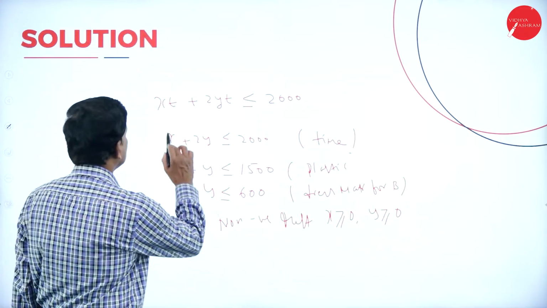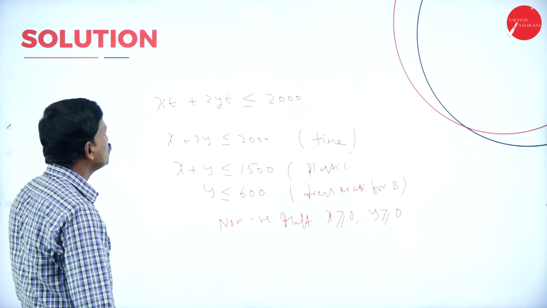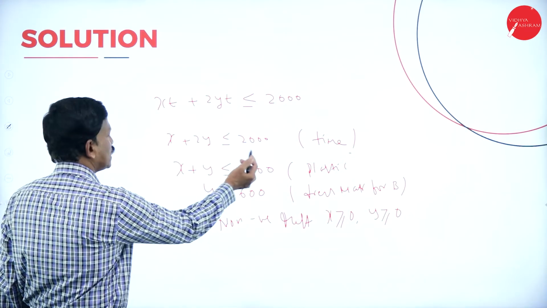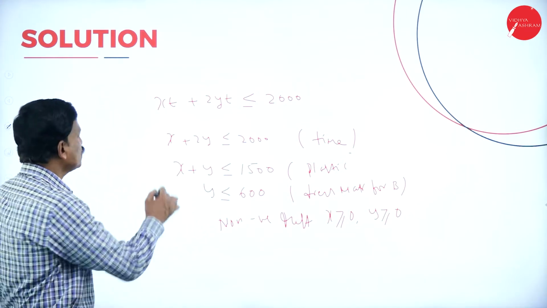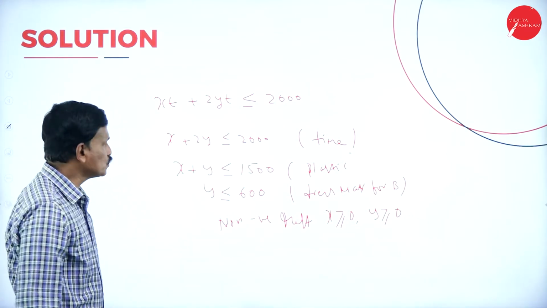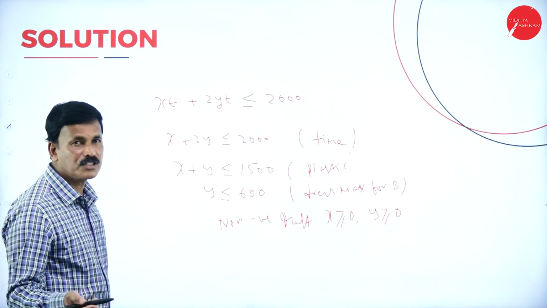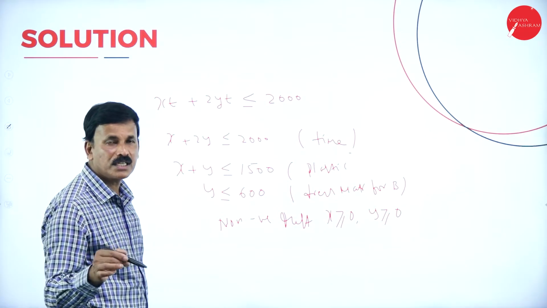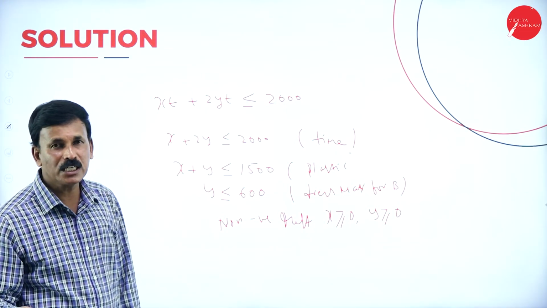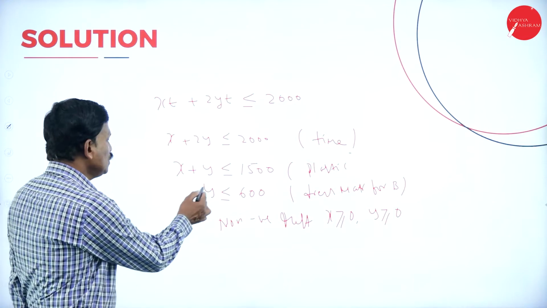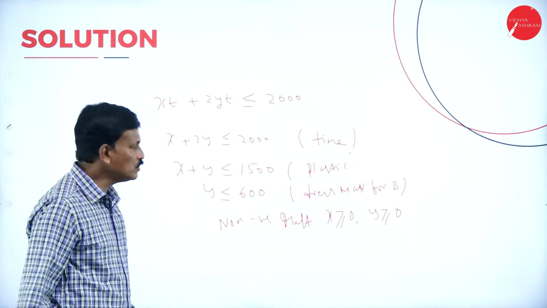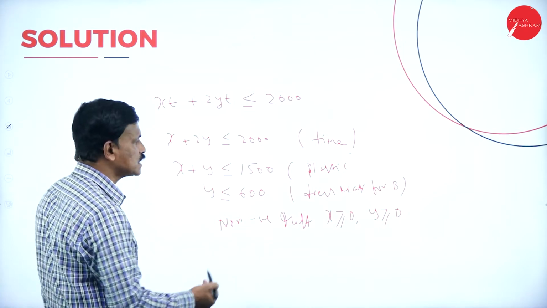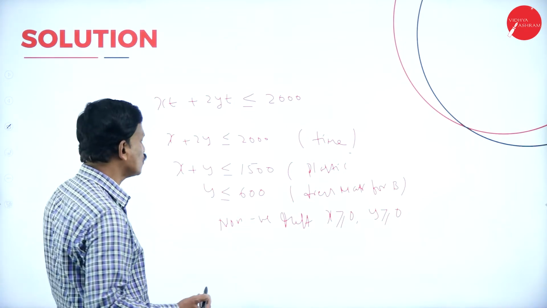Therefore this can be written as xT plus y·2T is less than or equal to 2000T, so x plus 2y is less than or equal to 2000. Further, the availability of plastic is x plus y is less than or equal to 1500, and the dress material for the second type of product, dollies, y is less than or equal to 600, subject to the non-negative restrictions, that is x is greater than or equal to 0 and y is greater than or equal to 0.